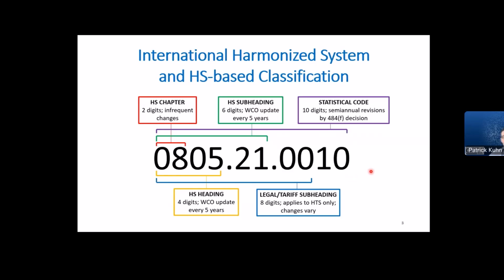And the US does this for 2 reasons. First off, at the statistical level, this is where we at Census come in. We publish trade statistics at the full 10-digit level on both import and exports. At the 8-digit level, that's where duties and tariffs are applied on the HTS only, so only on imports. So those are the 2 reasons that the US uses the full 10-digit code.